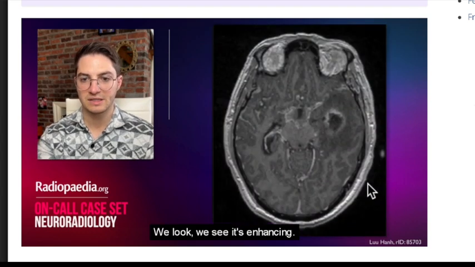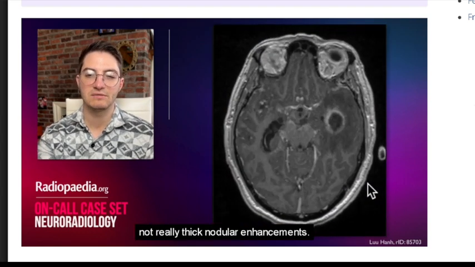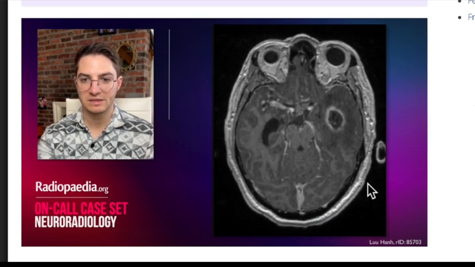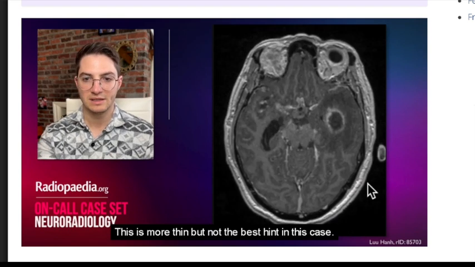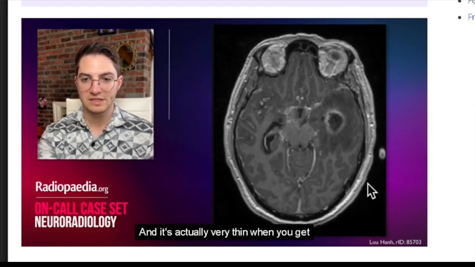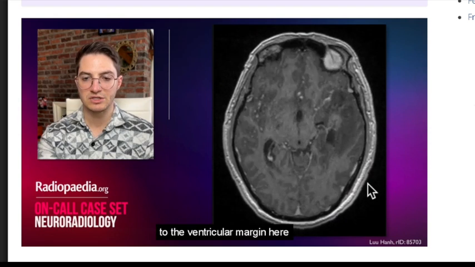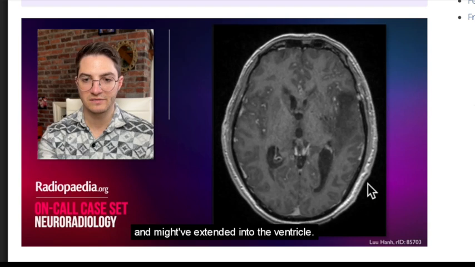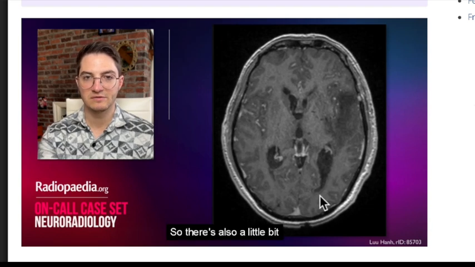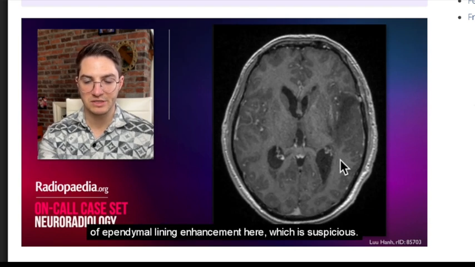We see it's enhancing. There's kind of thin peripheral enhancement, not really thick nodular enhancement, like typically favors a tumor. This is more thin, but not the best hint in this case. And it's actually very thin when you get to the ventricular margin here, and it actually looks like it's probably contiguous and might have extended into the ventricle. So there's also a little bit of ependymal lining enhancement here, which is suspicious.